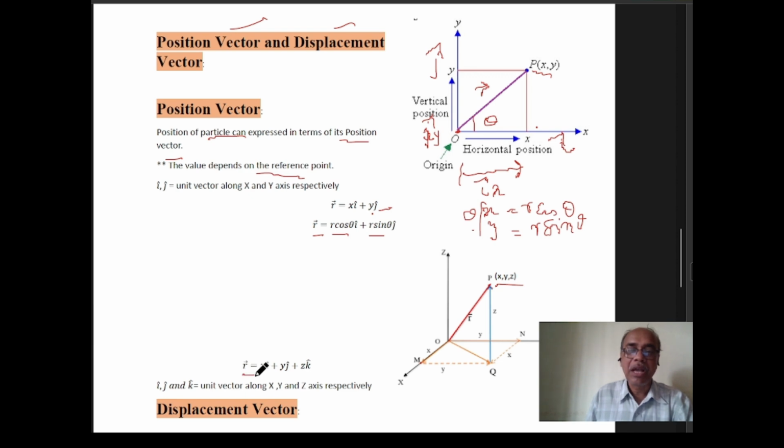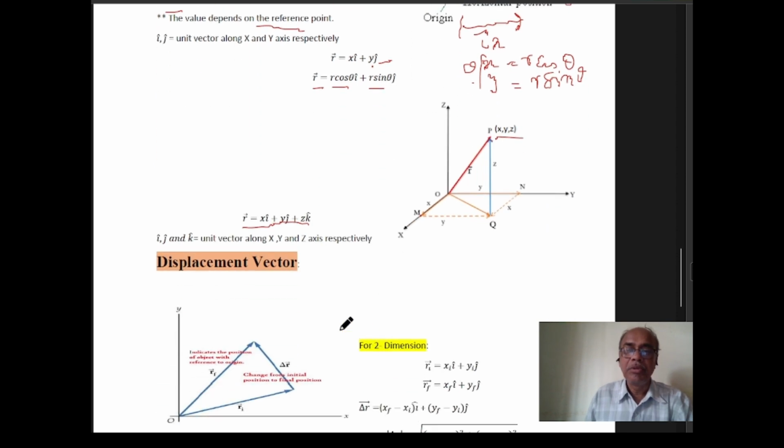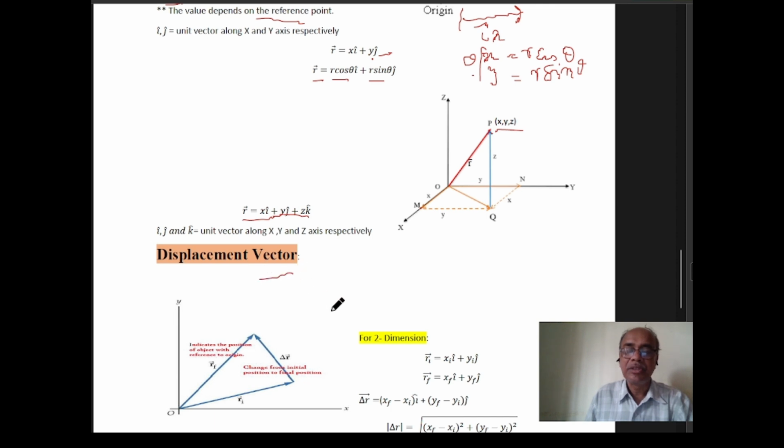Then the position vector r will be x i cap plus y j cap plus z k cap. This is in the case of 3 dimensions. Now move to the displacement vector. The displacement vector is nothing but the change of the position vector from initial to final.